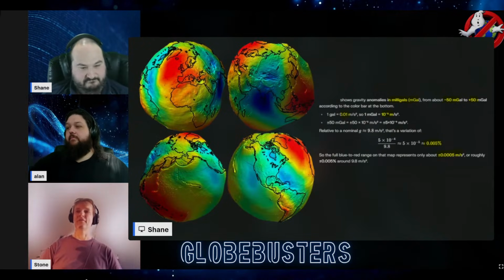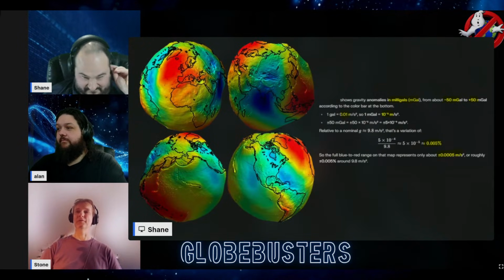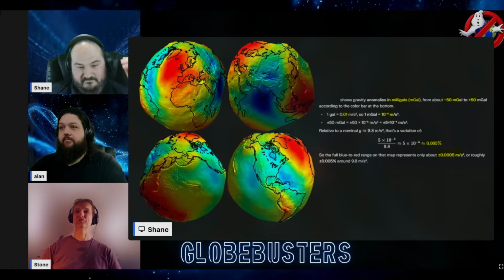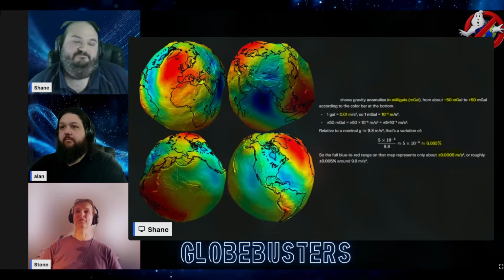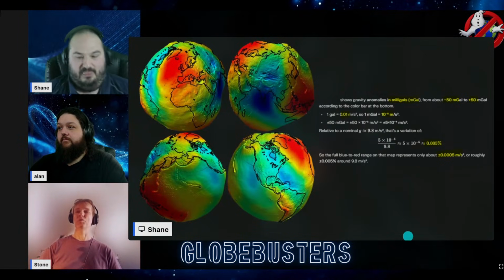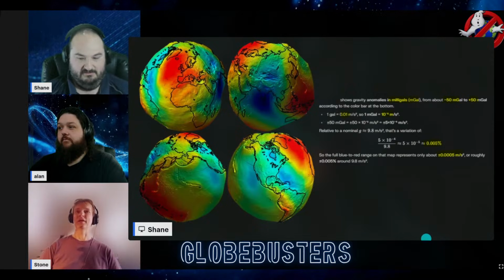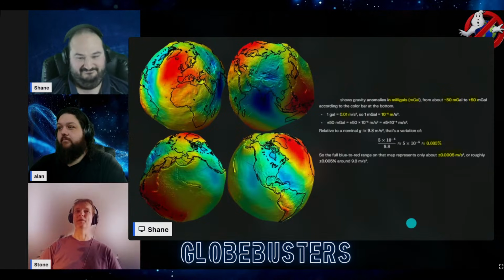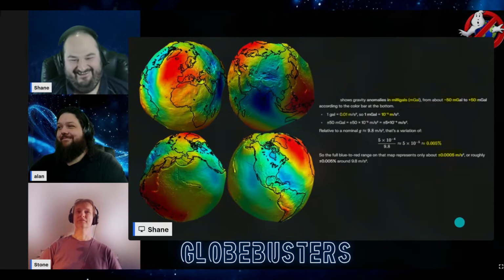Just to quantify the roundness of that, we're already dealing with 9.8 meters per second squared. And this is, instead of 9.8 meters, 980 centimeters, this is 1/2 of 1 millimeter. Right.